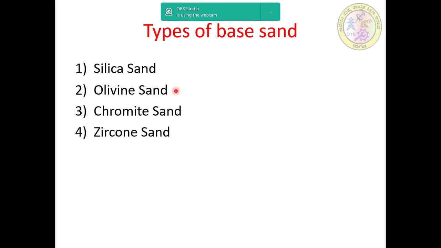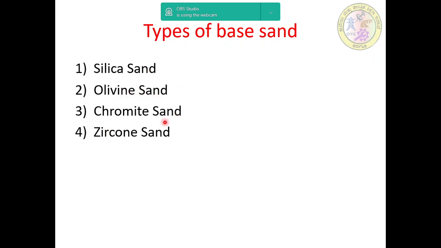Olivine sand is typically used in non-ferrous foundries, with its thermal expansion about half of that of silica sand. Although its thermal expansion is half that of silica sand, it makes it suitable for production of steel castings also. But the high cost restricts its wide usage. The cost is more as compared to silica sand.